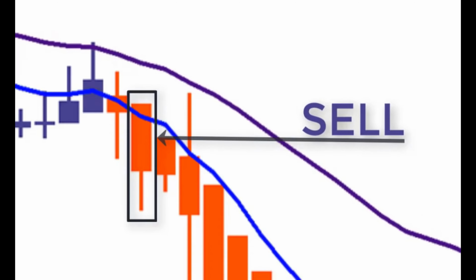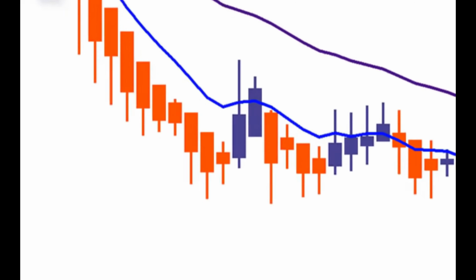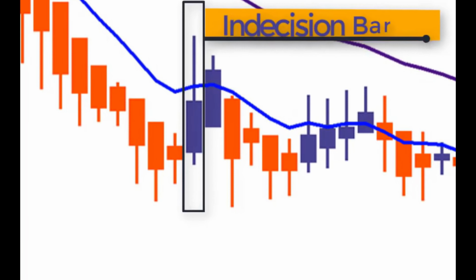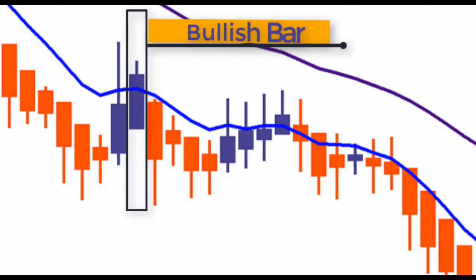From there, the market dropped pretty quickly, and indecision Heiken Ashi bars started to form. This is not a good reason to get out, because it could just be consolidating before the price goes down again. However, in this case, the price did not go down further. Instead, a bullish Heiken Ashi bar was formed, and that means to get out of the trade at the close of the bar.